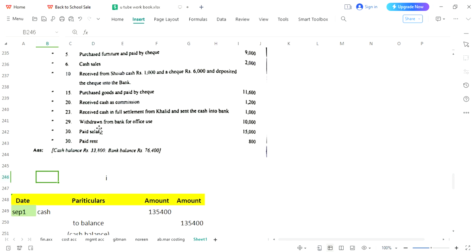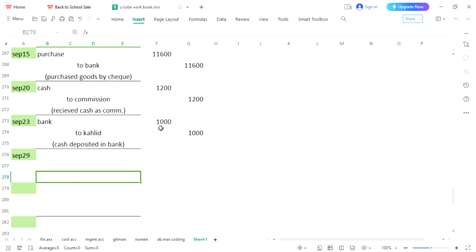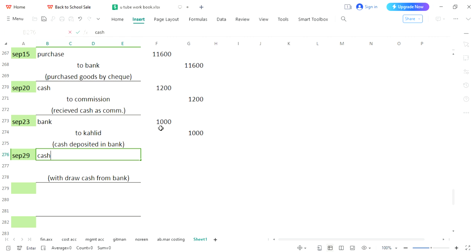29 is saying withdraw from bank for office use. So you will write withdraw cash from bank. It was for office use. When you will draw cash from bank, it means cash is coming in. Cash is your asset. Asset is increasing. Increase in asset should be debited. So you will write cash on debit side.